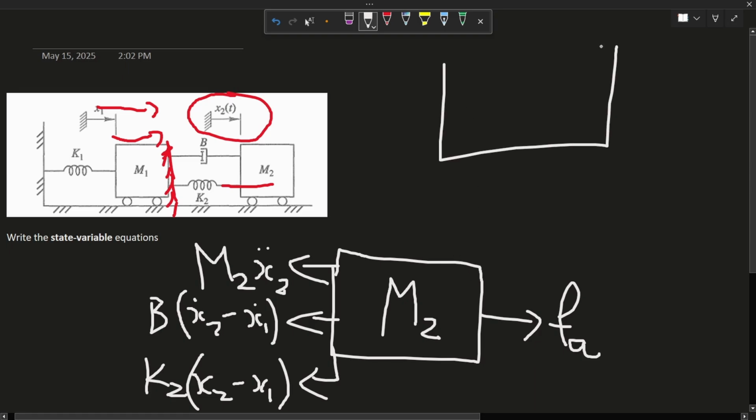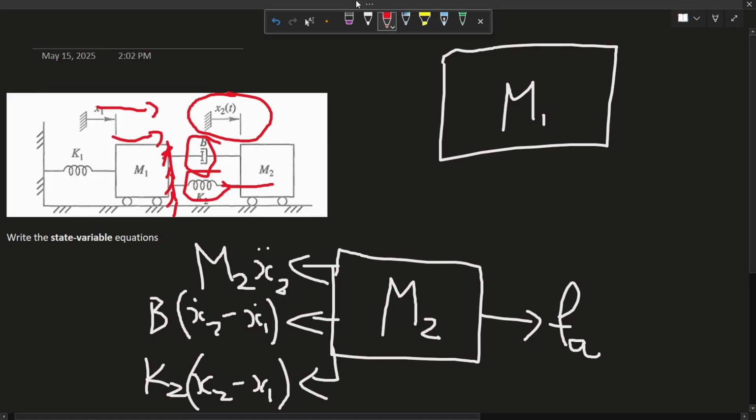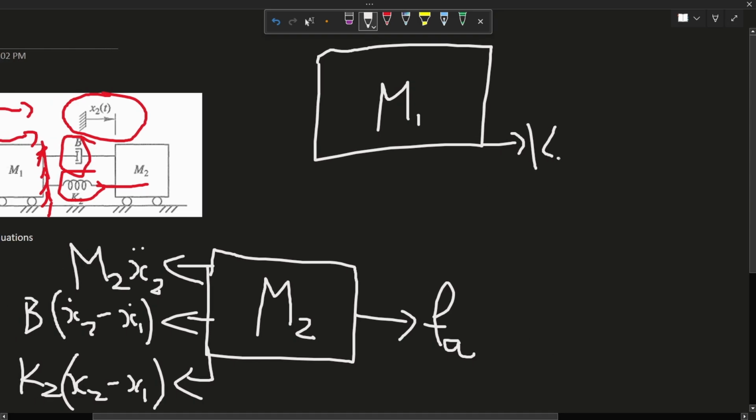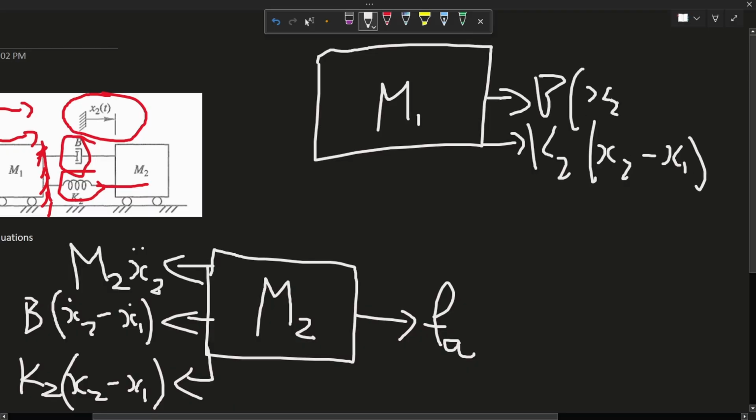The second free body diagram is we're going to use M1. Since we already have these two equations for the spring and damper, it's going to be the exact same force, but when you're viewing it on a different body, it's going to act in the opposite direction. Since here on M2 it's acting towards the left, it's going to act towards the right over here. Exact same thing: k times x2 minus x1, and then the damper, same thing, b times x2 dot minus x1 dot.